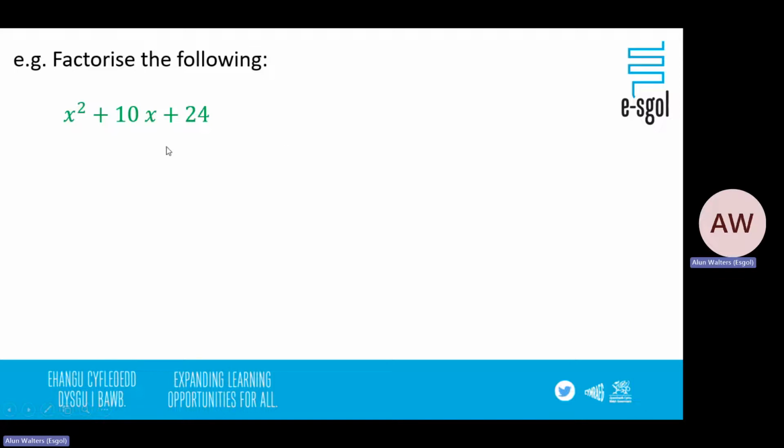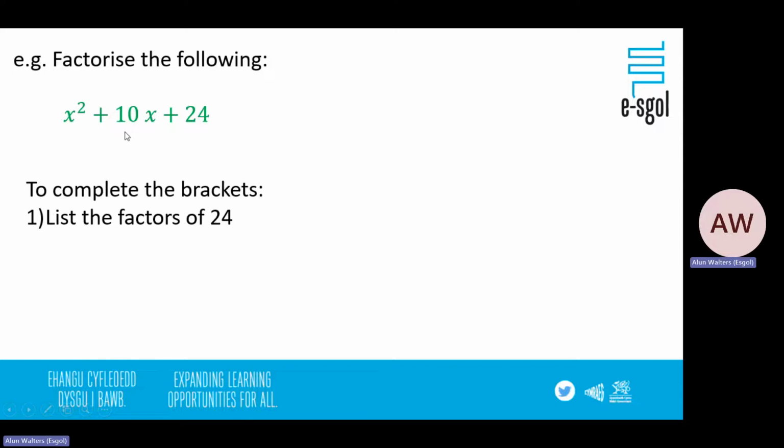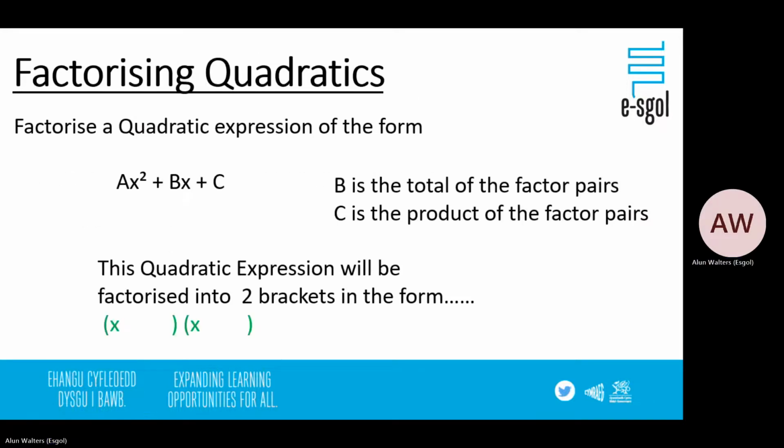So we are after 2 values that multiply out to give you 24. If I go back a slide or 2, this is what I'm saying. The value at the end is the product, which is a multiplication. The value at the end, we are after 2 values that multiply to give you this and total to give you this.